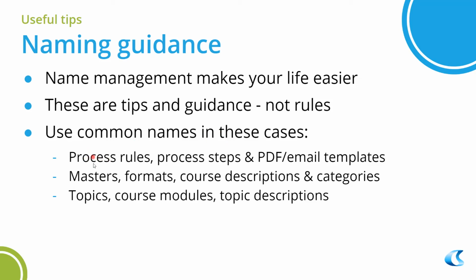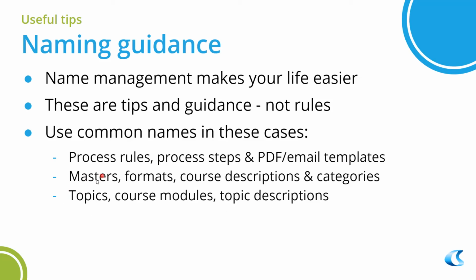When we're using process rules, process steps, PDFs and email templates, we try and keep a consistent name across all of those records. So we might use the same name for the process step, the same name for the process rule, and the same name for the email as well. That keeps consistency so you know what you've got to edit and you can easily go and make those adjustments. Because who's to know within 6 months whether you remember the name that you've given to something if you don't keep those consistent.